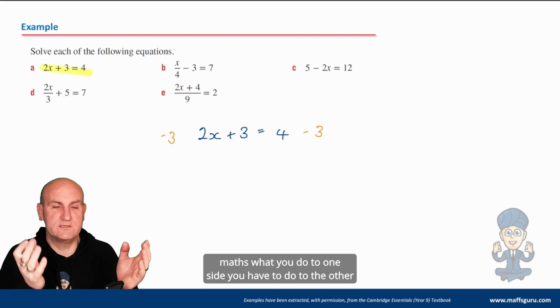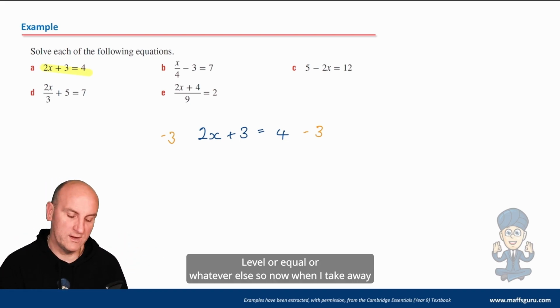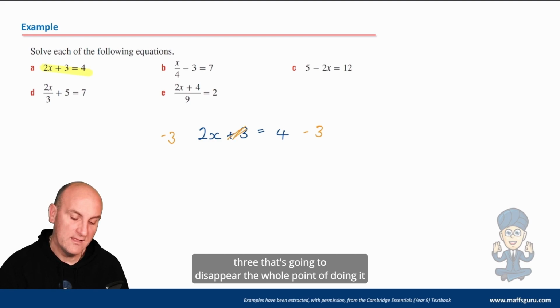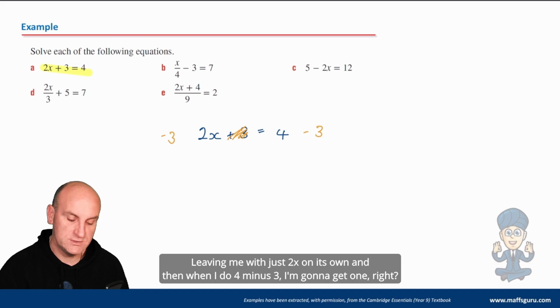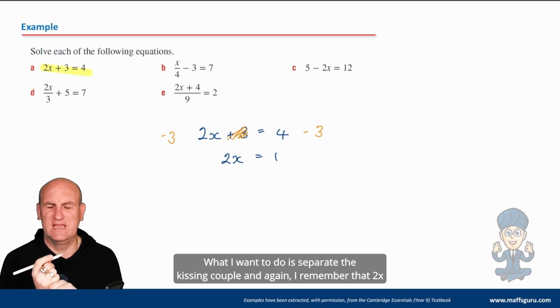And with maths, what you do to one side, you have to do to the other to keep it level or equal or whatever else. So now when I take away 3, that's going to disappear, the whole point of doing it, leaving me with just 2x on its own. And then when I do 4 minus 3, I'm going to get 1. Right, is there any more pluses and minuses connected to that? No. Right, well now I've got the kissing couple. What I want to do is separate the kissing couple.